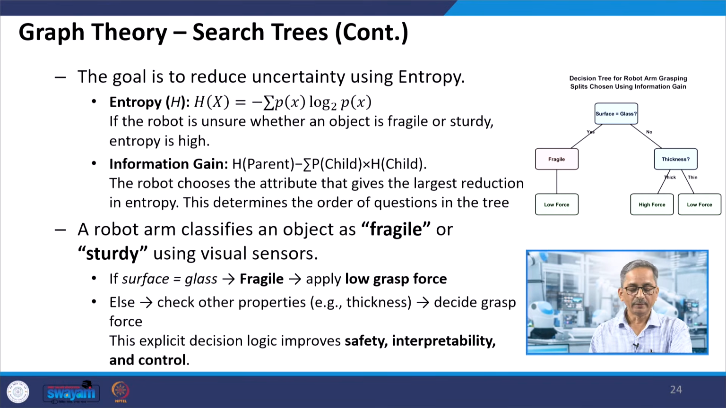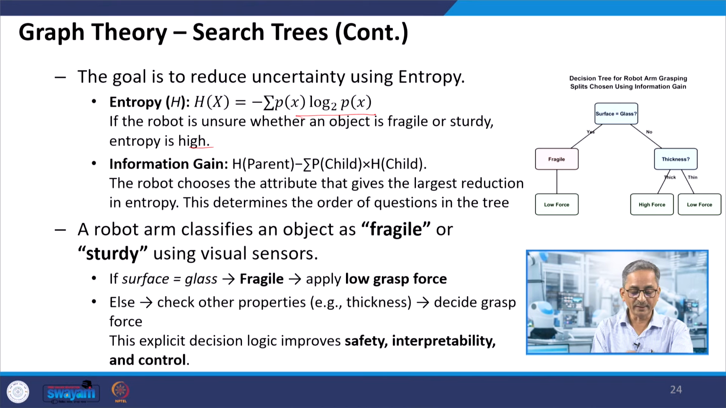So here the goal is to reduce uncertainty using entropy. And entropy, as we have defined, can be defined like this. I have defined it in the previous slides. If the robot is unsure whether an object is fragile or sturdy, entropy is going to be high.